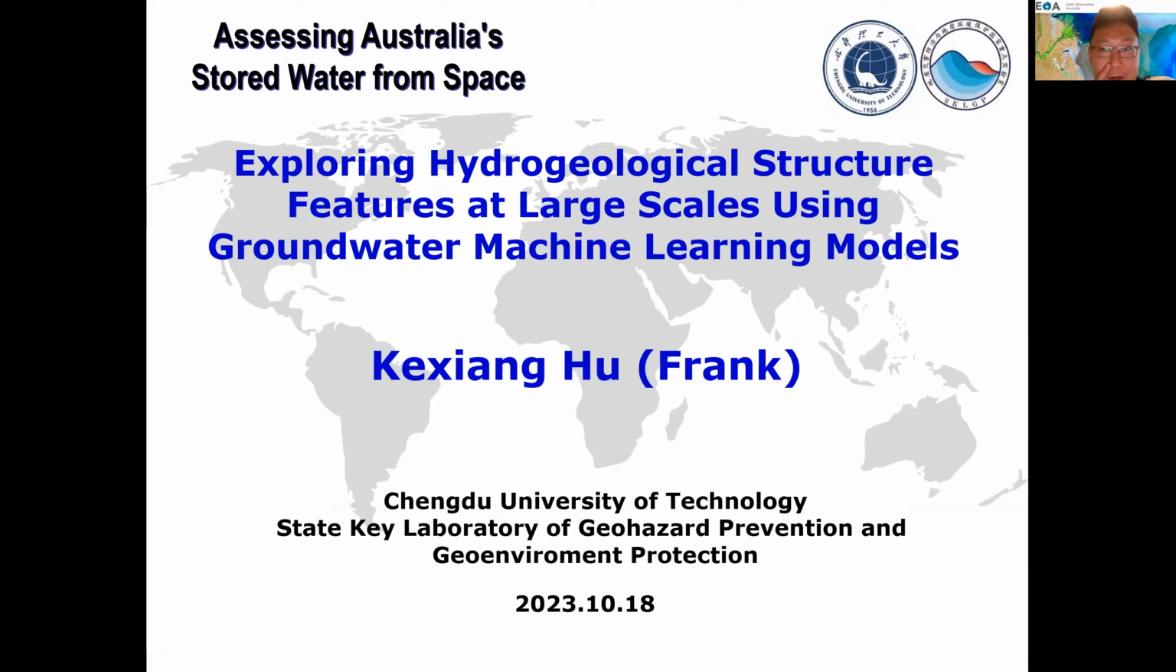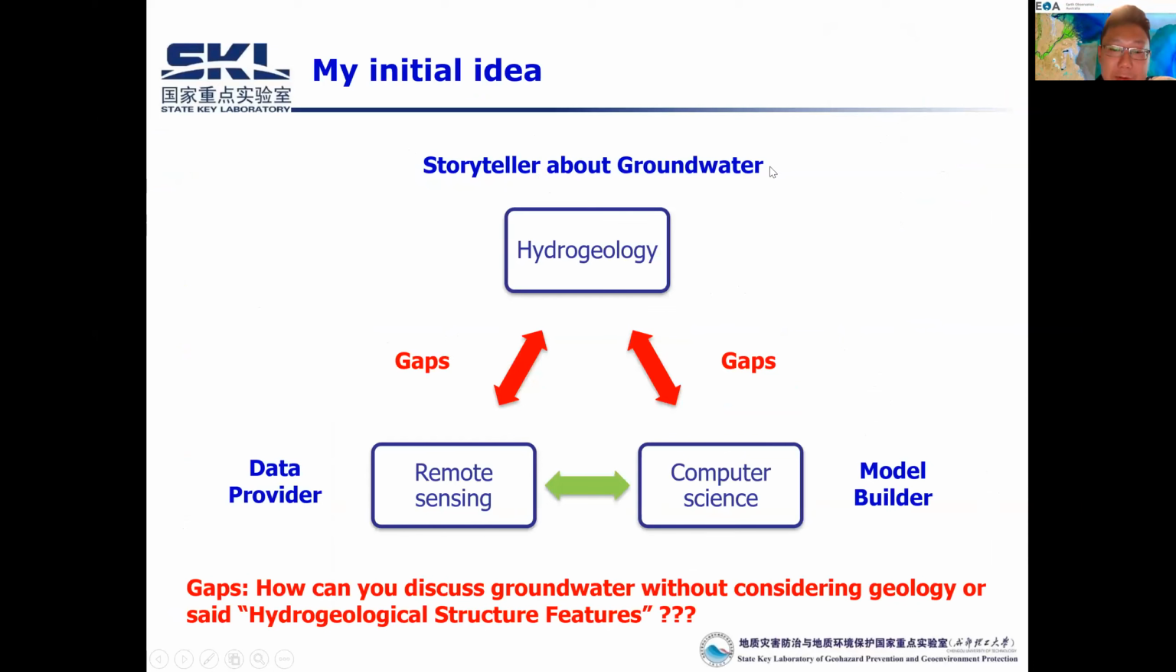So, hello everyone. Glad to have this chance to present my very new topic, which is exploring hydrogeologic structure features at a large scale using groundwater machine learning models. From my title, I believe everyone knows that this is a cross-field topic which involves hydrogeology, remote sensing, and computer science. What I'm trying to do is very simple. Imagine there are three guys. The one from remote sensing will provide the data, whatever data we need. The one from computer science will help us do the calculation and model establishment. And finally, the hydrogeologist will analyze the results and tell us the story about the groundwater. That was my initial thought.